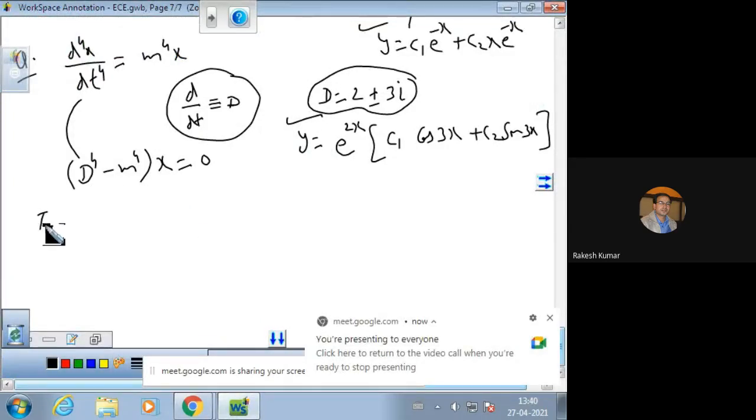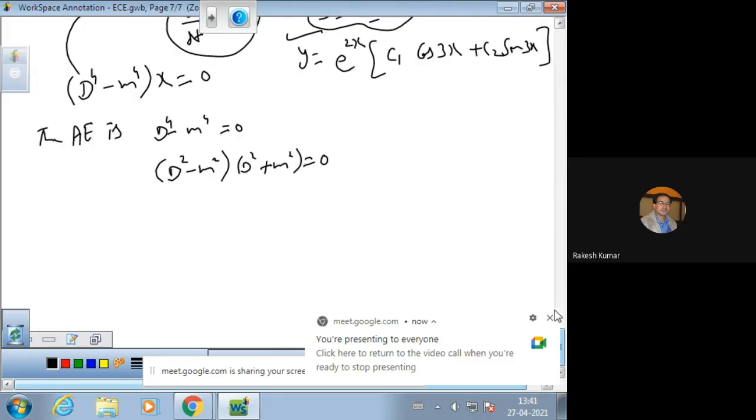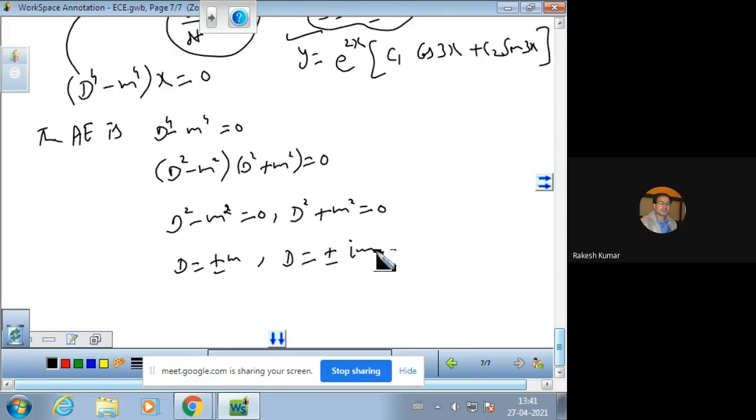So in that case, the auxiliary equation can be written as D4 minus m4 is equal to 0. That is D square minus m square into D square plus m square is equal to 0. So you can find out the roots now. The roots will be D square minus m square is equal to 0, and D square plus m square is equal to 0. So ultimately you will have D is equal to plus minus m, and D is equal to plus minus iota m. So these are the roots.